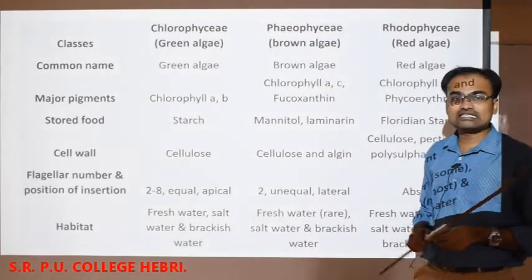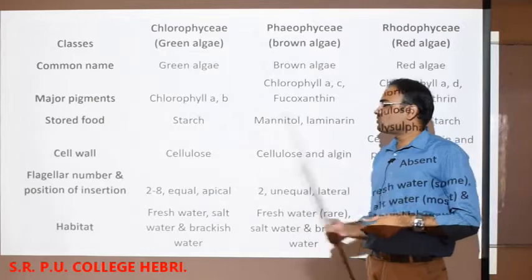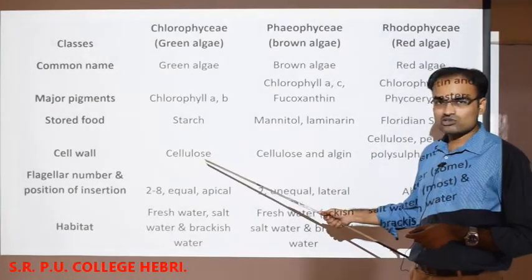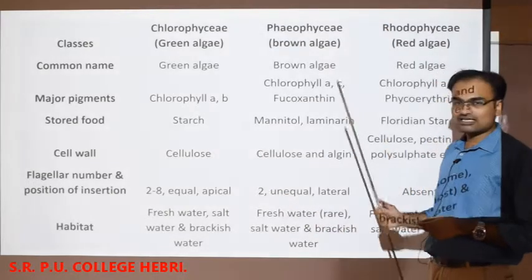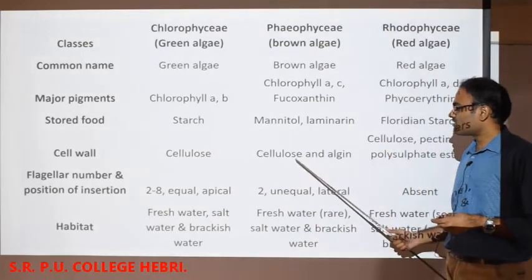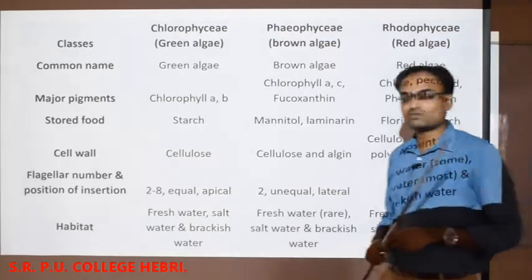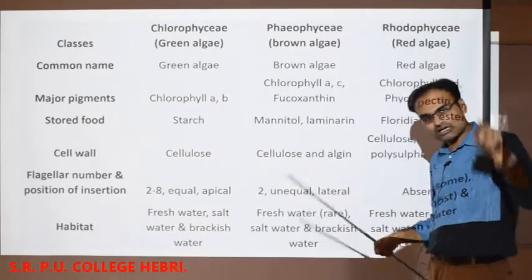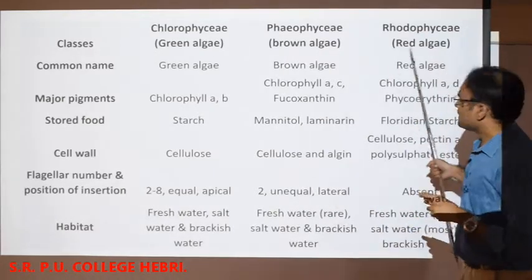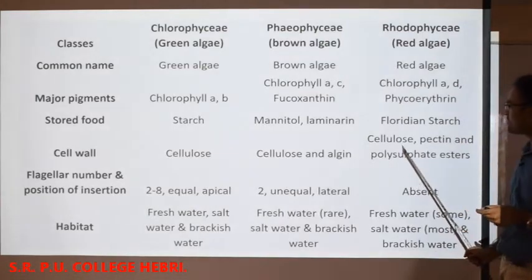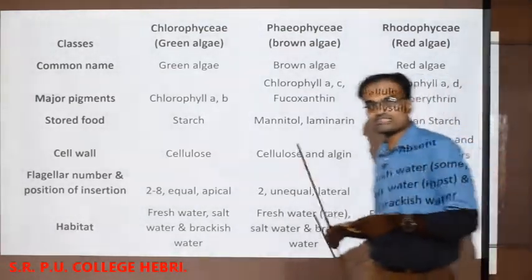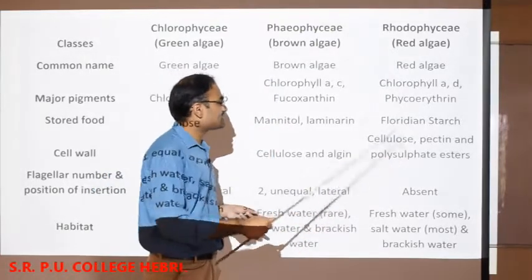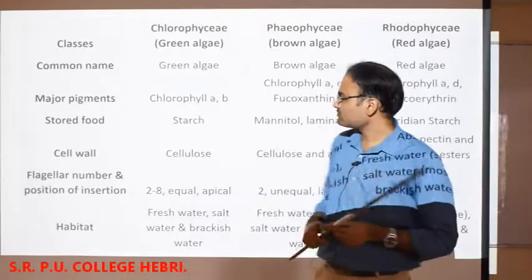Next character is the cell wall, and what is the nature of the cell wall. In case of green algae, the cell wall is made up of only cellulose, you already know that. But in case of brown algae or the Phaeophyceae, along with the cellulose, another hydrocolloid is present, called algin. This algin is present around the cell wall. In case of Rhodophyceae, the cell wall material is cellulose, but along with the cellulose, two other substances are present. Which are those? Pectin and polysulfate esters.